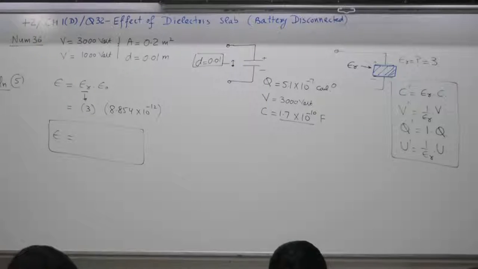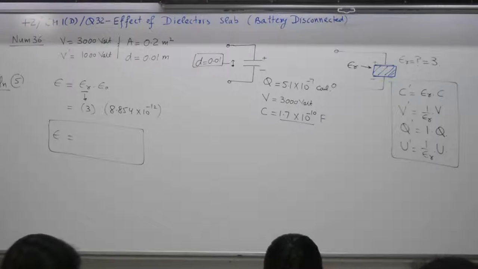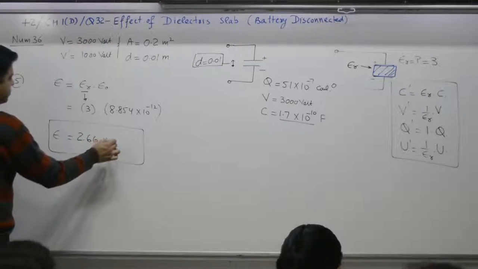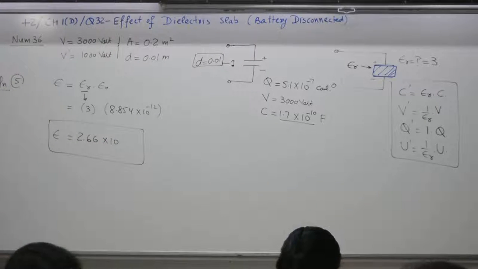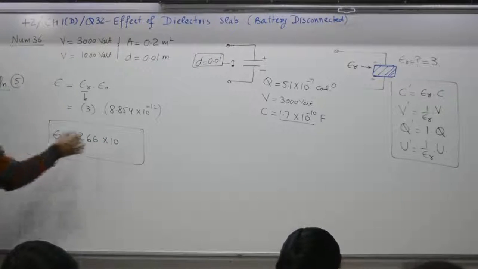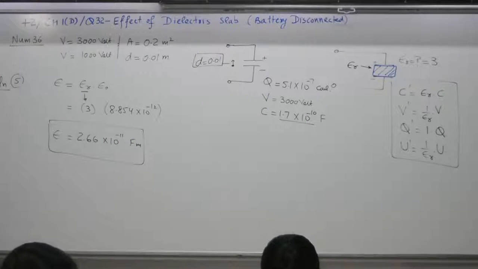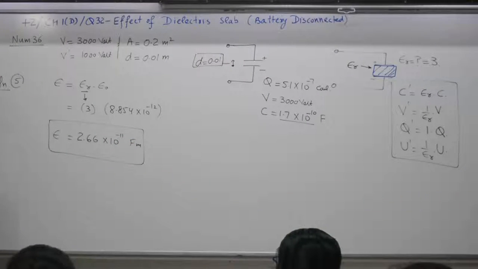One minute for calculation. It is 2.66 into 10 raised to the power minus 11. The unit is farad per meter.